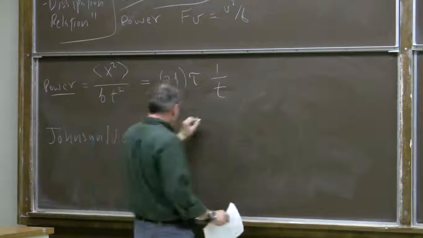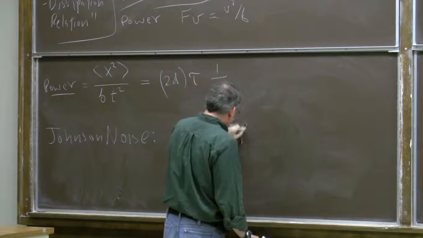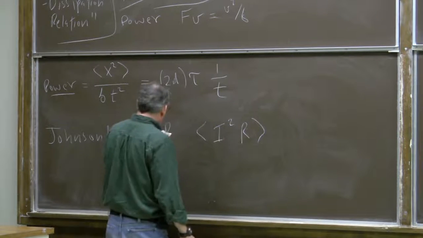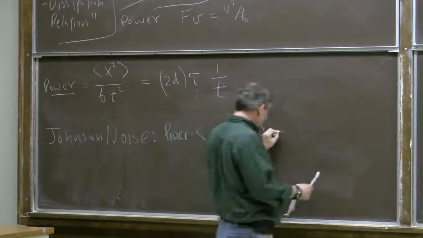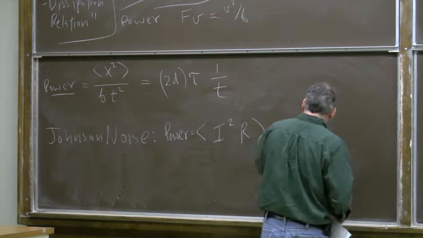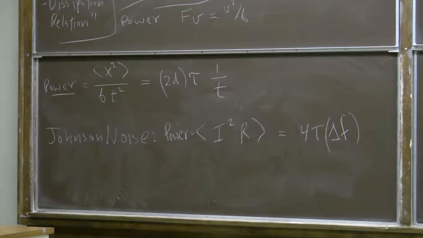Which according to Nyquist's formula, the power is I squared r, and that's 4 times the temperature times the frequency band in which we're watching the fluctuations of the current or the voltage. Okay, so if you like some characteristic time of observation for the fluctuating current.